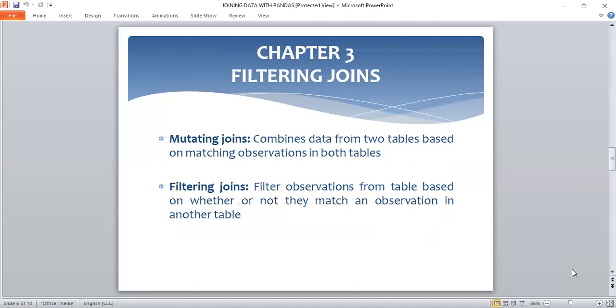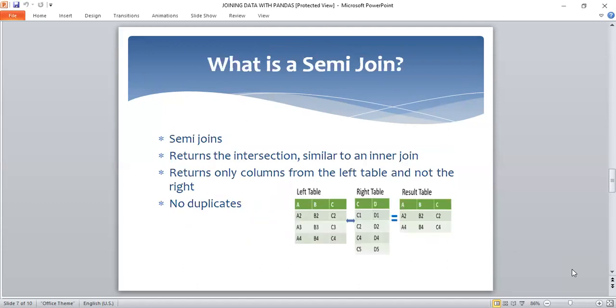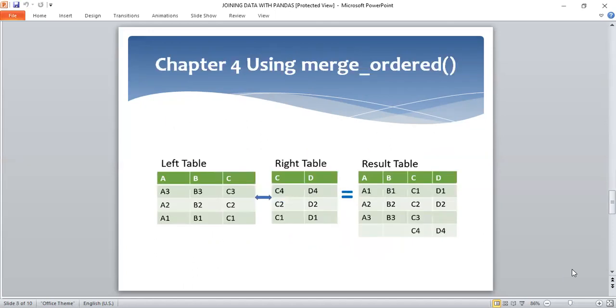Chapter 3: Filtering joins. First of all, mutating joins combine data from two tables based on matching observations in both tables. Filtering joins filter observations from a table based on whether or not they match an observation in another table. So, what is a semi-join? It returns the intersection, similar to an inner join, returns only columns from the left table and not the right, no duplicates. Chapter 4: Using merge_ordered.